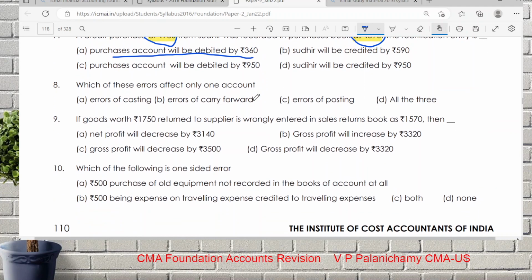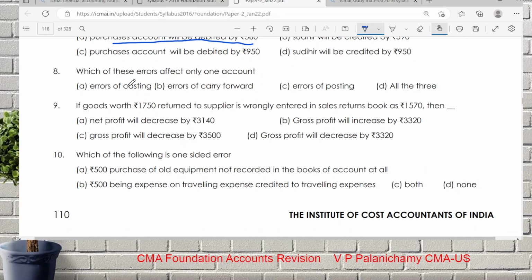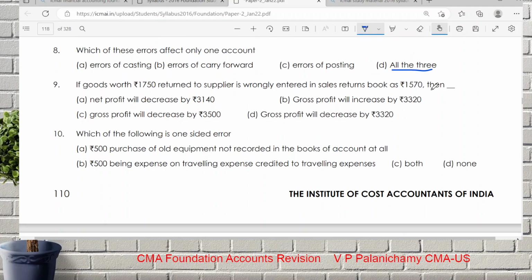Then which of the following errors will affect only one account? All errors of totaling, carry forwarding, posting will affect only one account.